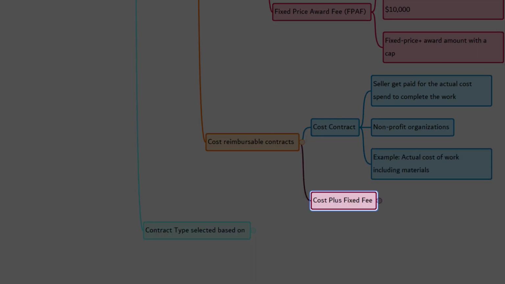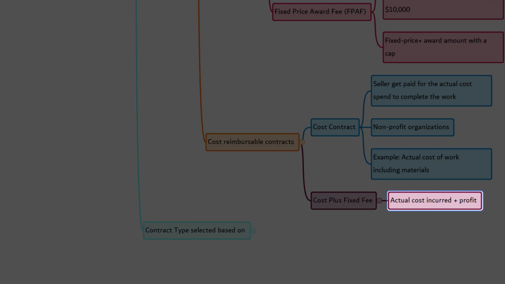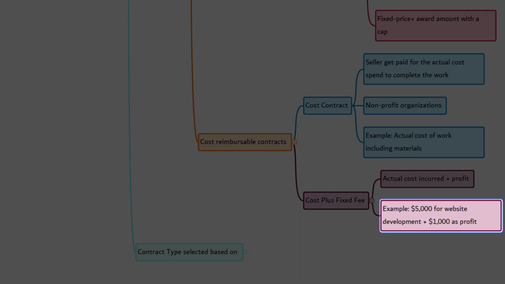The next is cost plus fixed fee. Here, the seller gets paid back the actual cost incurred to complete the work plus a fee representing seller's profit. Let's say seller A spends $5,000 to develop a static website. So he gets paid that $5,000 for what he spent plus, let's say, $1,000 as his profit. The initial estimation for the project may be $3,000, but the actual cost may be $5,000. Even then, the seller gets paid that $5,000 and on top of it, $1,000 as profit. So you need to be careful in this type of contracts.